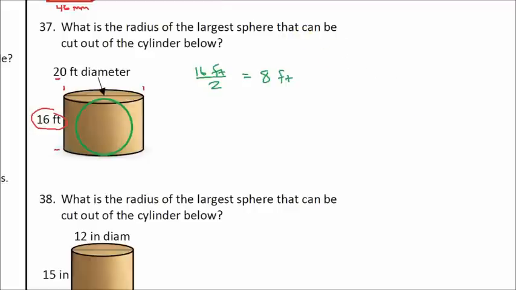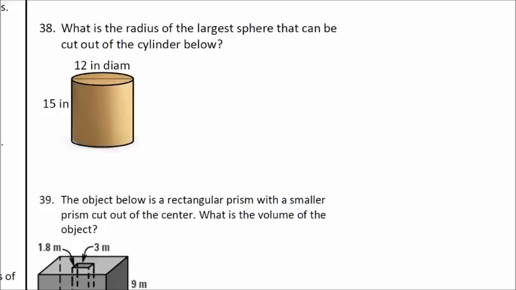Try number 38 now on your own with the same strategy. Okay, hopefully you tried number 38. Now take a look at this one. This is a taller cylinder. Now the width of the cylinder, or the diameter, is 12 inches and the height is 15 inches.